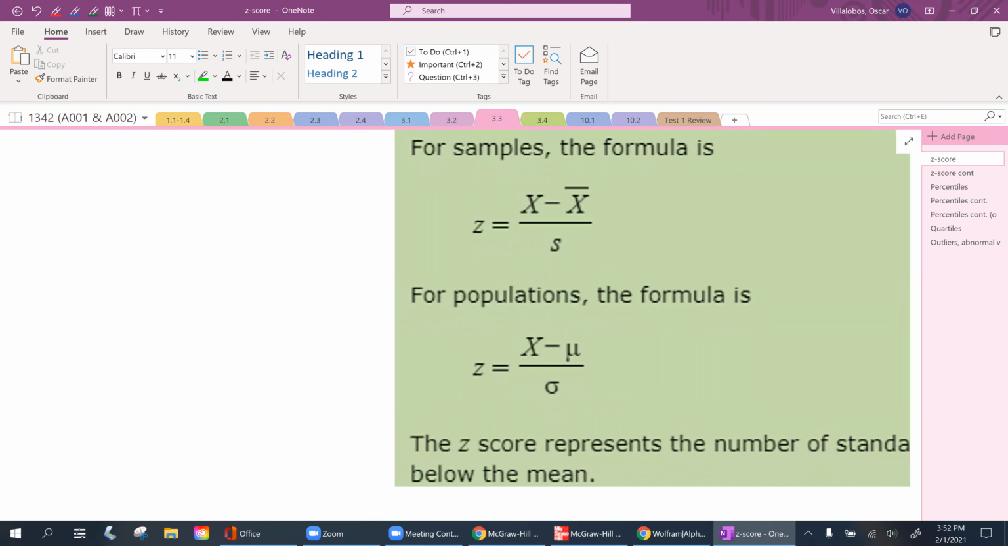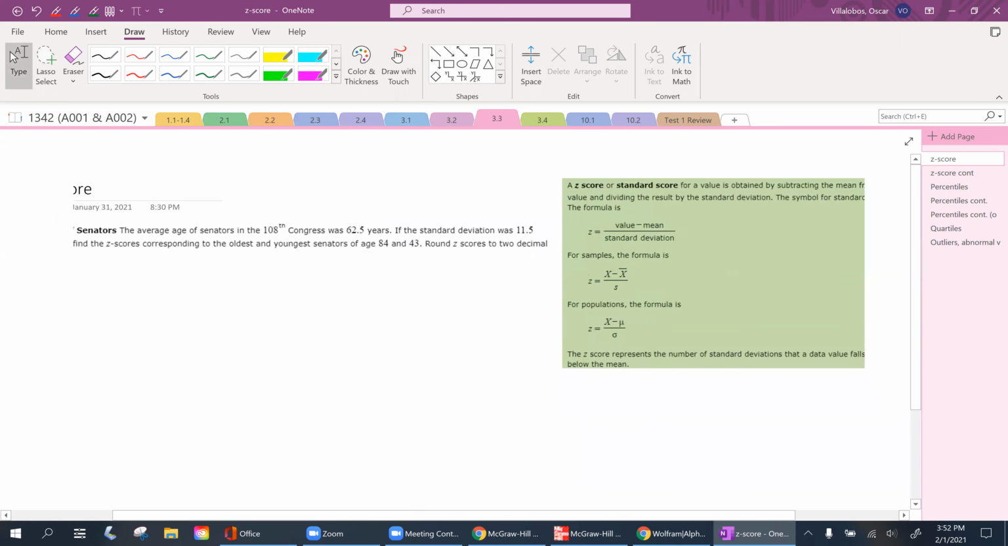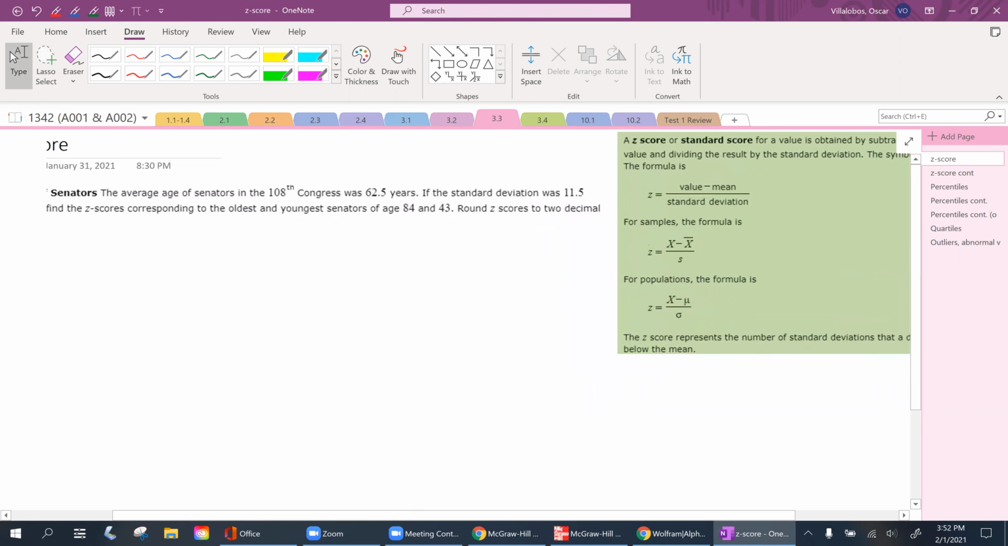See that uppercase X without the top bar, because we know that the X with the top bar is our mean, right? So in any of these cases, you may have to solve for z, and the rest are going to be given. You may have to find your standard deviation, and all of the other three would be given. So this is where our algebra skills come into play. Let's go ahead and get started with the question.